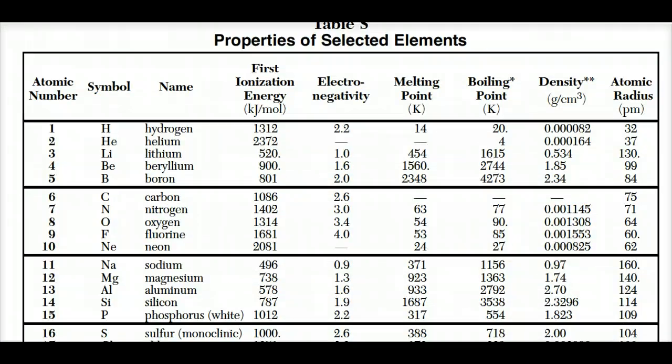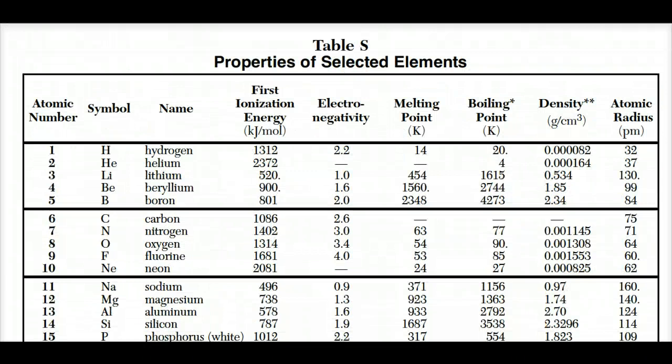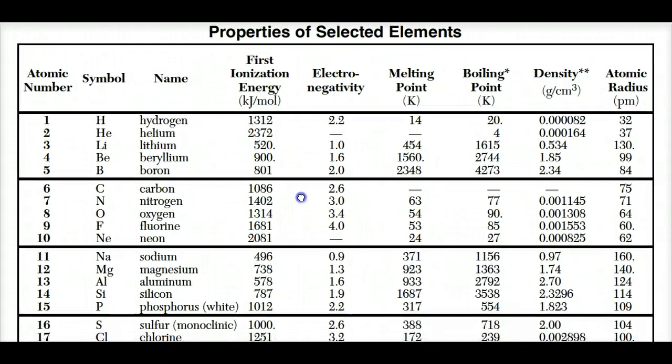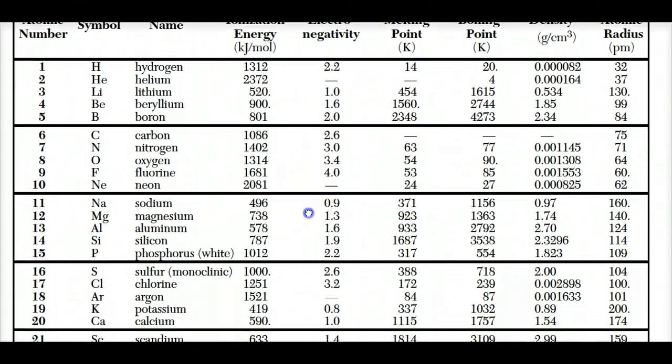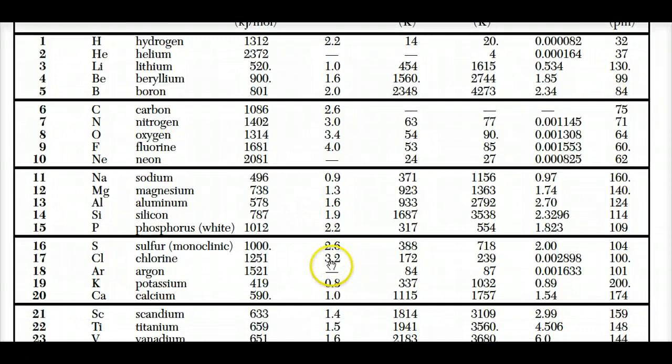So I am at table S of your periodic table, and this lists, among other things, the name, the symbol. Sometimes, how do I know the symbol in a name? They give that in table S. First ionization energy, electronegativity, the melting point, boiling point, density, and the size of the atom called atomic radius. Now, what I'm after is electronegativity. And if I look for chlorine, I find the electronegativity is pretty high, 3.2. Sodium is 0.9. So clearly there's a huge difference in electronegativity here.